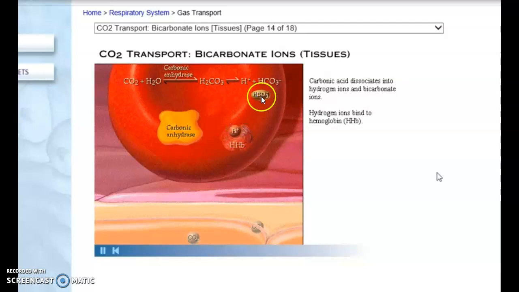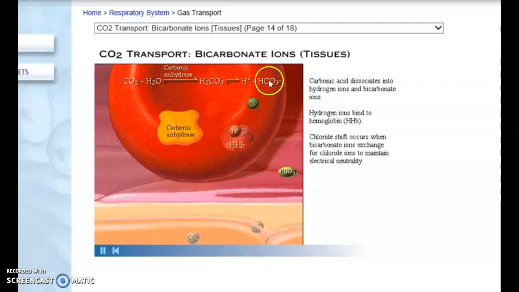Well, what's left over then is this base here, this bicarbonate ion. Okay, this base, which is negatively charged, leaves the red blood cell, but because it is negatively charged, when it leaves, it's replaced by another negatively charged ion, because we're trying to maintain that neutrality inside the cell. So if something negative leaves, something negative has to come in. We call this the chloride shift, because we lose this, and it goes into the blood.